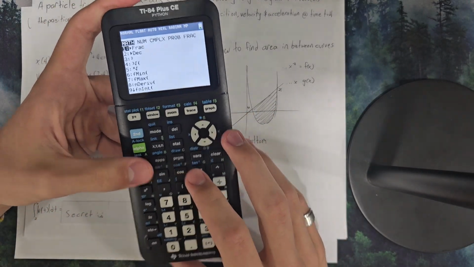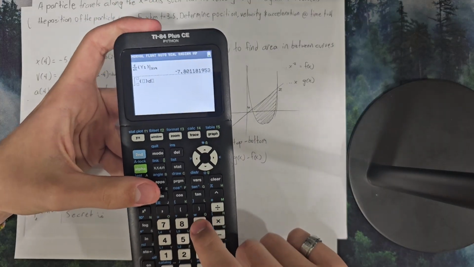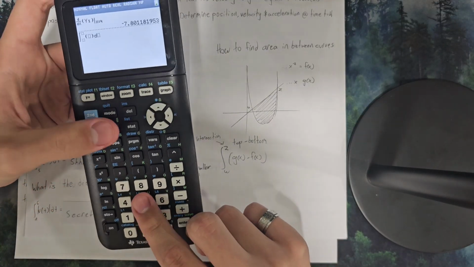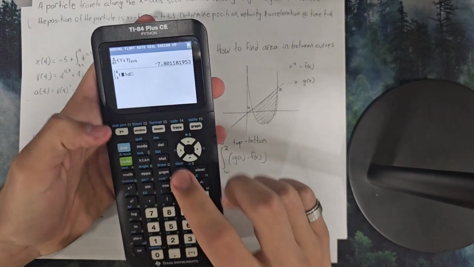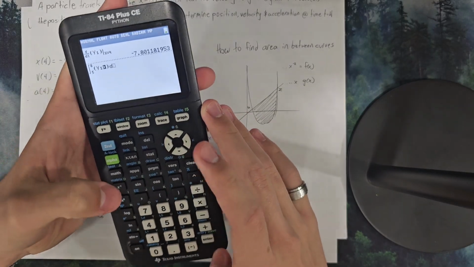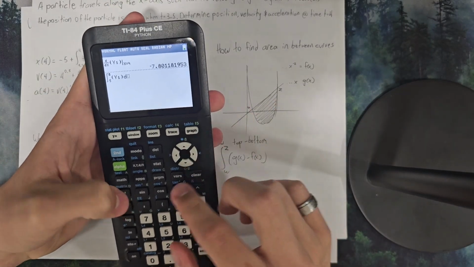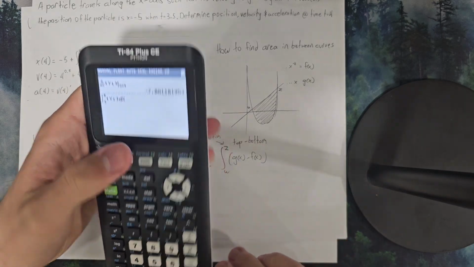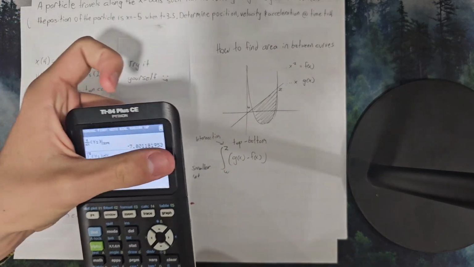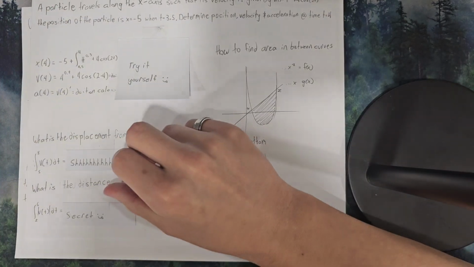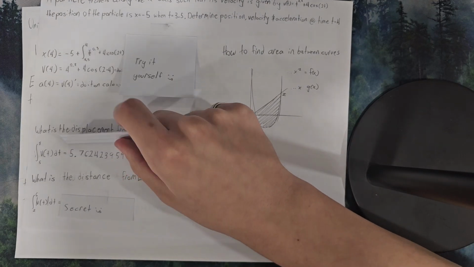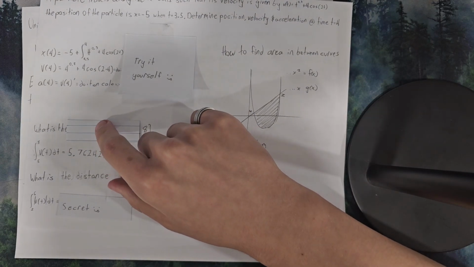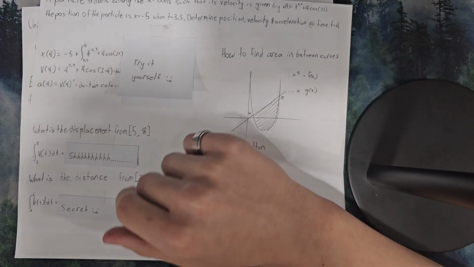You're going to do math 9. At the bottom of your crowbar, you're going to put 5. At the top, you're going to put 8. And right there, you're going to put y1, if you haven't already put it in, or you can just type it in. And then you're going to do dx. You're going to enter that in, and you're going to get your value. And the value is 5.762, and then a bunch of numbers.